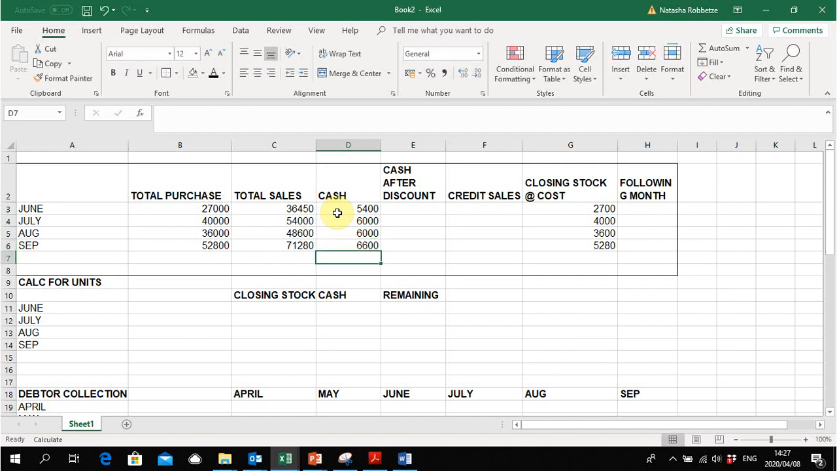Of course, this loyal customer receives a discount, which means that we need to make provision for a 5% discount. So the cash sale after discount will basically be the cash sale at 95%, which is 100% minus the 5% discount. Just correct that.